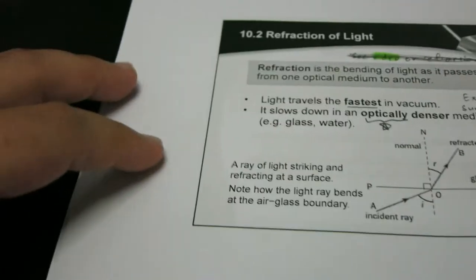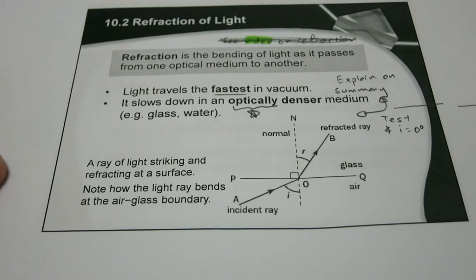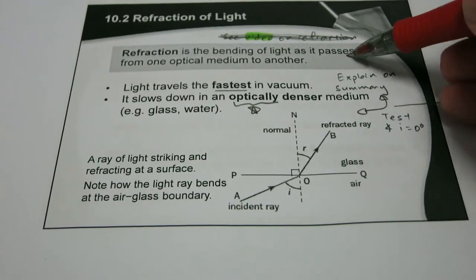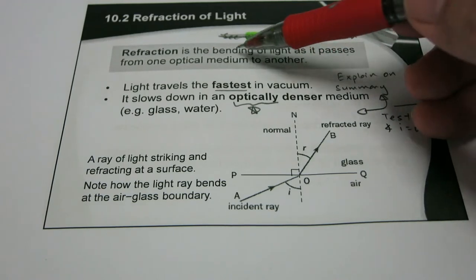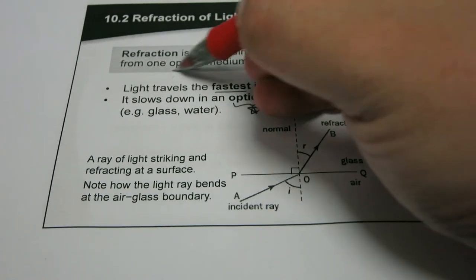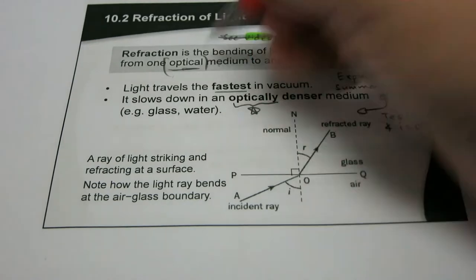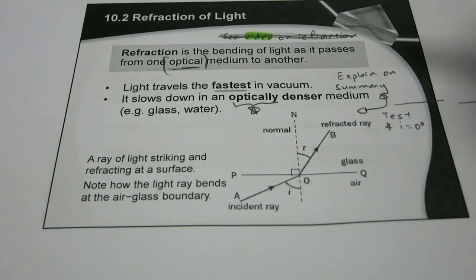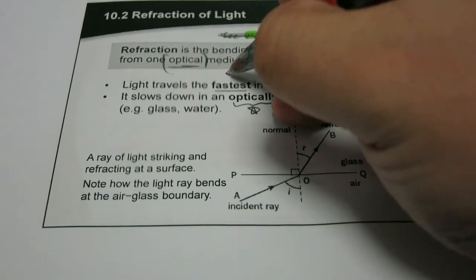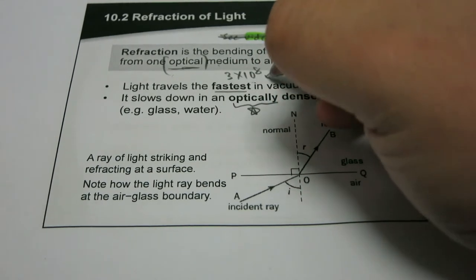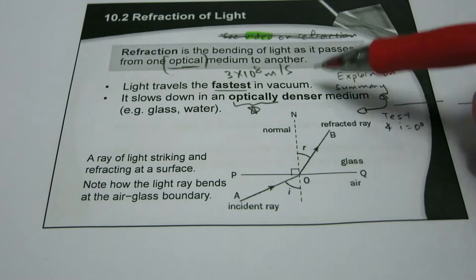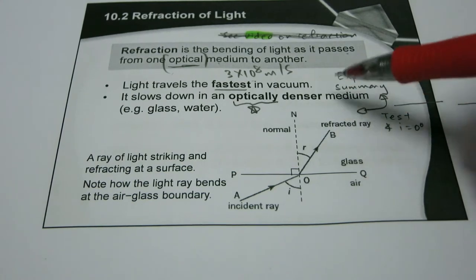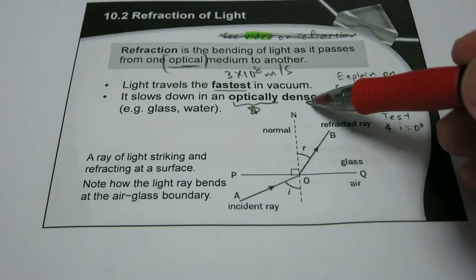Alright, so what exactly is refraction? Refraction is the bending of light as it passes from one optical medium to another. Optical medium. We need to start using this word a lot. Light travels the fastest in vacuum. In fact, the speed of light in vacuum is 3 × 10⁸ meters per second. And in any other transparent medium, the light will actually slow down.